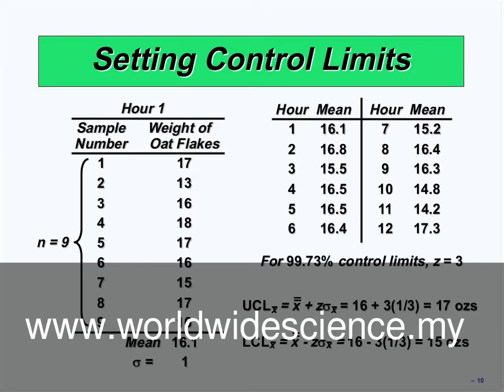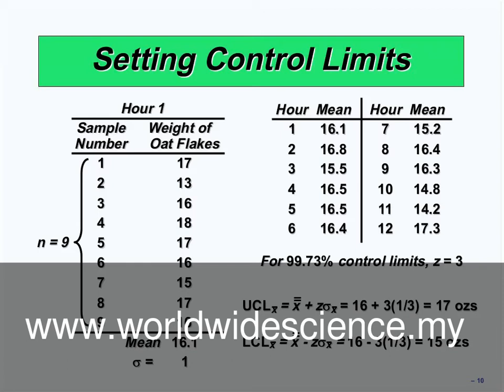In each hour, the operation manager selects samples. Oat flake is food, and the weight of the oat flake should be measured. So X here is weight. In hour one, the operation manager selected 9 cups of the flakes from the machines, goes to the laboratory, and measures the weight of these 9 cups of flakes.